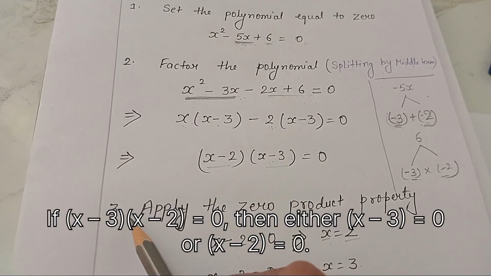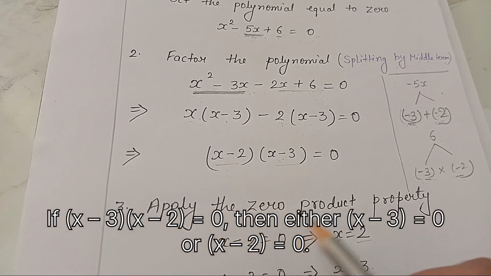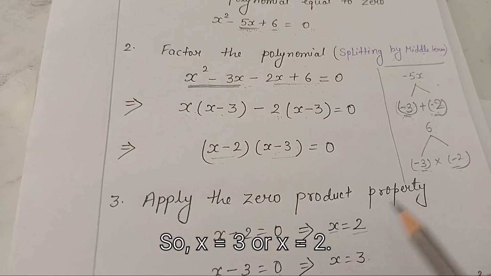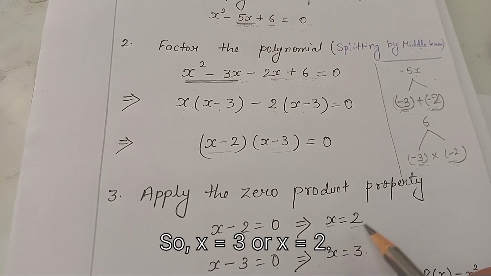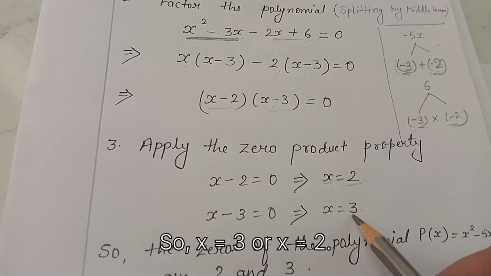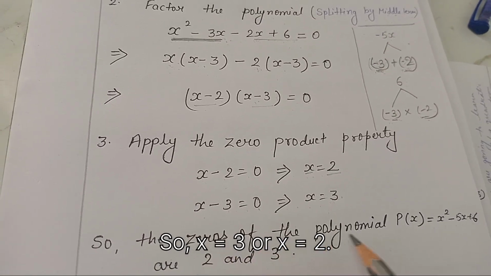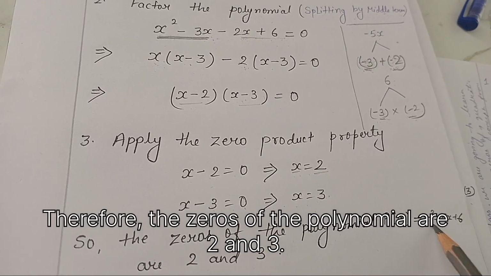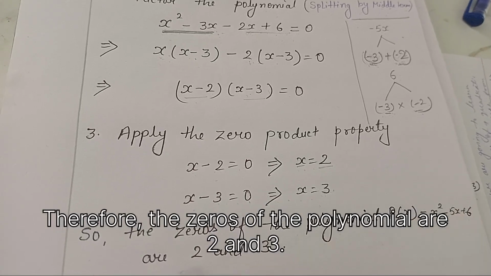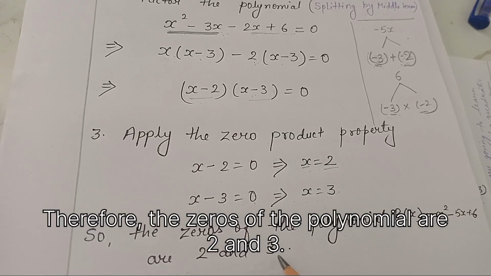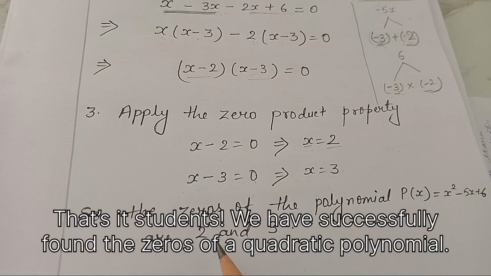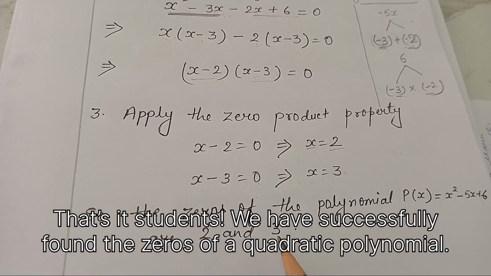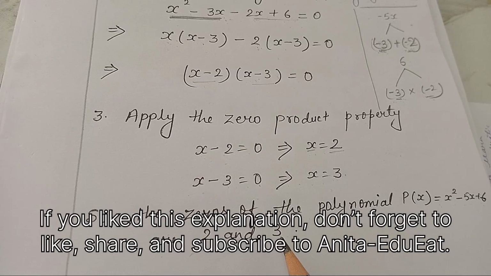Step 3. Apply the zero product property so that x is equal to 2 and x is equal to 3. So the zeros of the polynomial p of x is equal to x square minus 5x plus 6 are 2 and 3. So we have successfully found the zeros of the quadratic polynomial by using the splitting by middle term method.